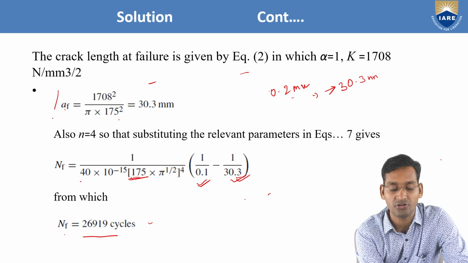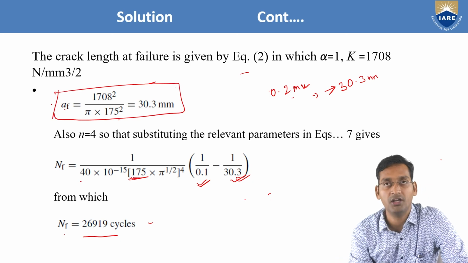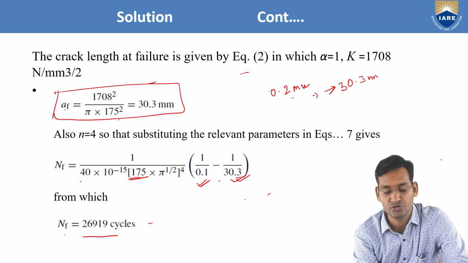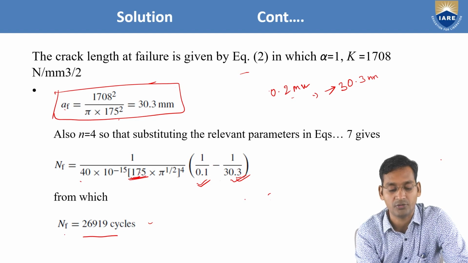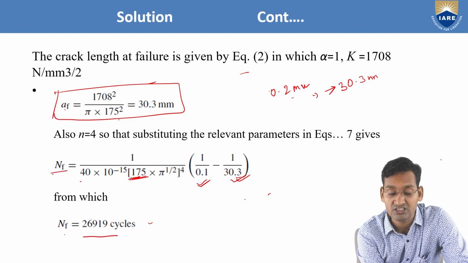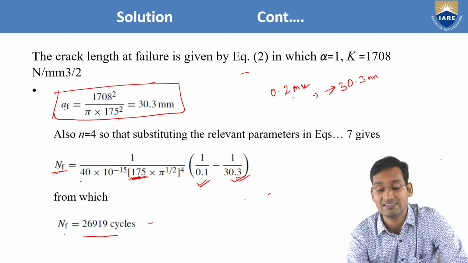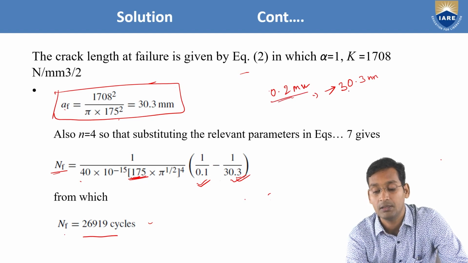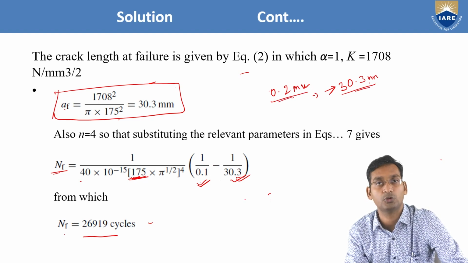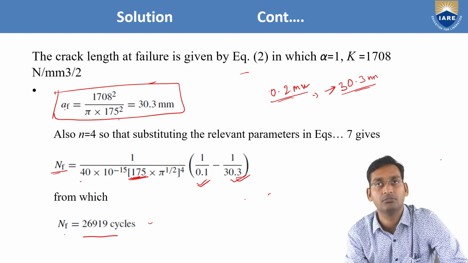So now this is not required, as these two are already given. Now only this one we have to find. In that case, they will give this value Nf, after how many cycles the crack size becomes this value. So that can be another equation.